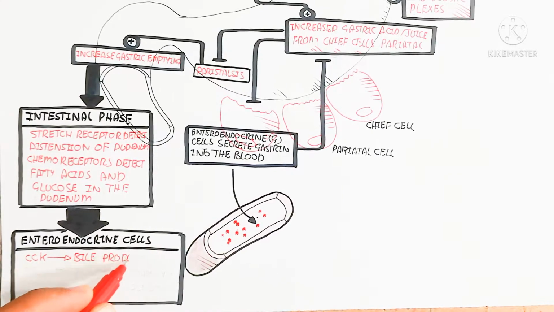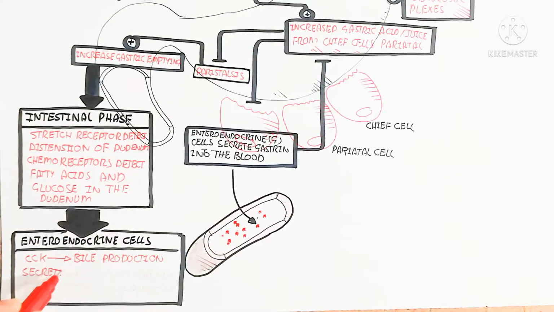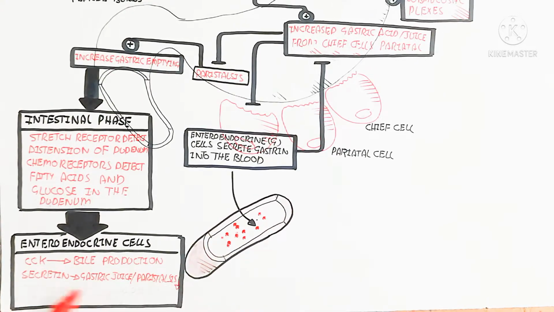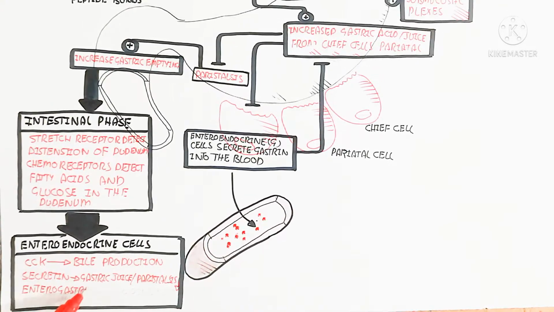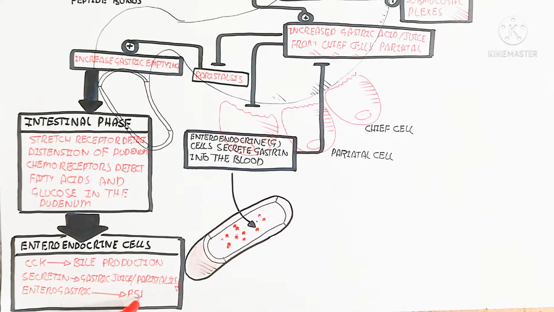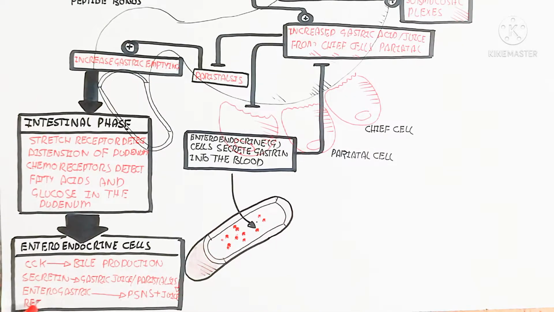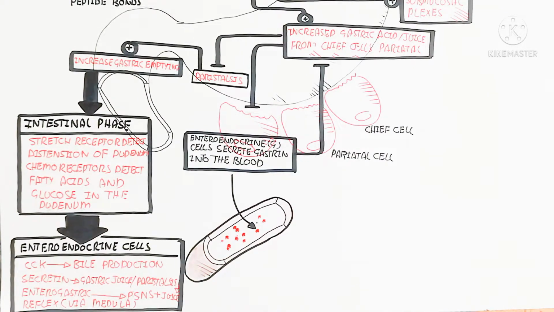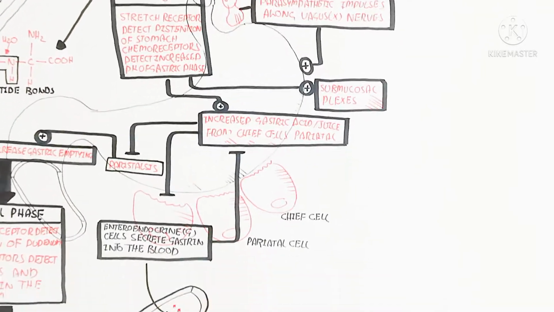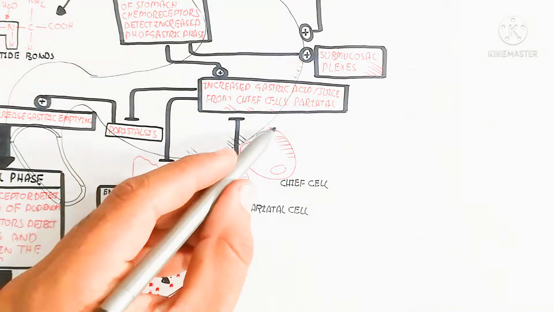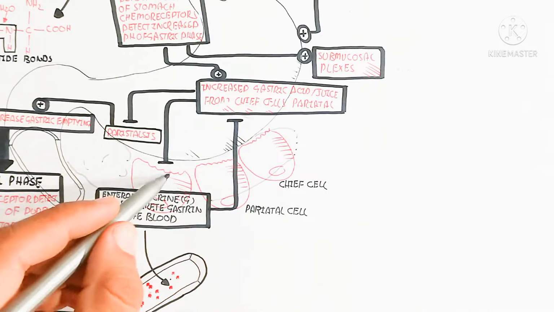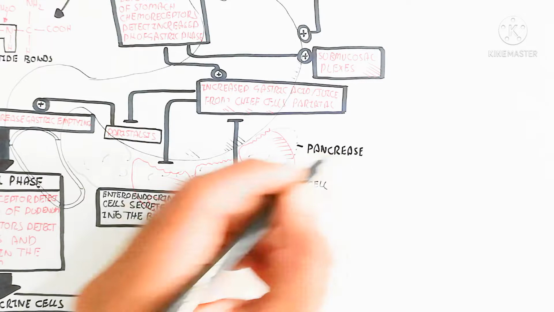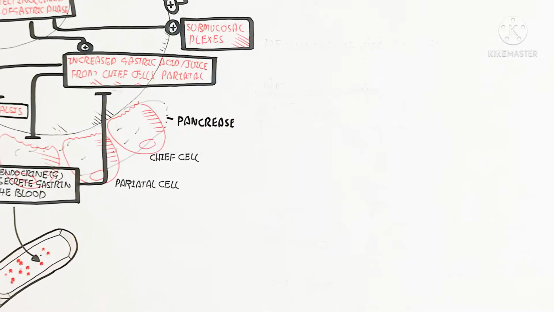So here is the enteroendocrine cell, which is stimulated after the intestinal phase to produce CCK for bile production, and secretin, which decreases gastric juice and peristalsis. The enterogastric reflex occurs through the nervous system, and the reflex occurs via the medulla, as shown in the figure.